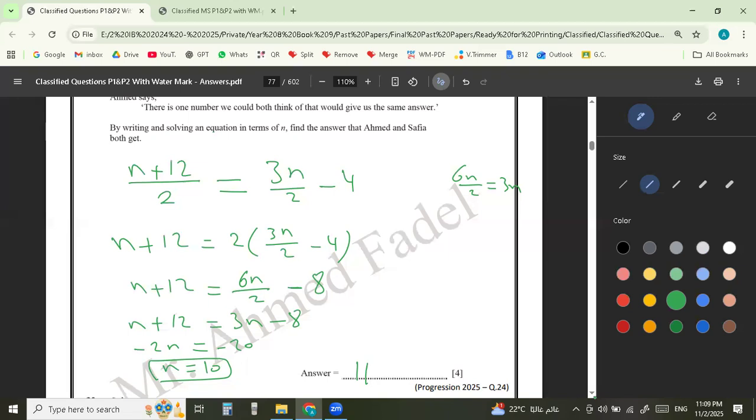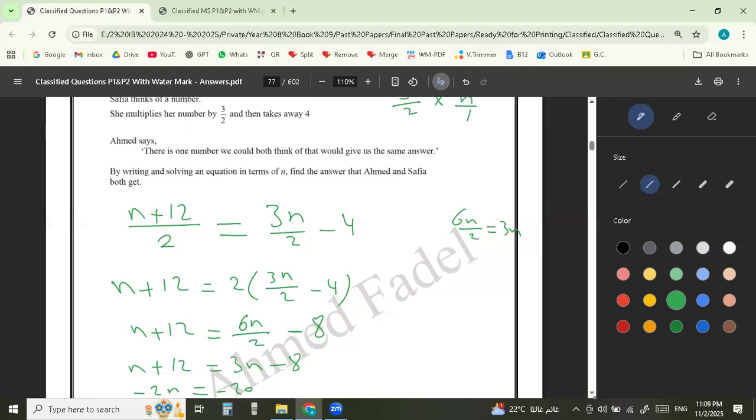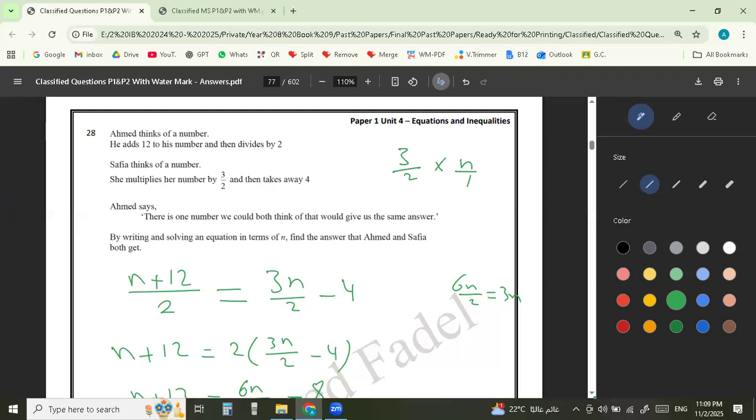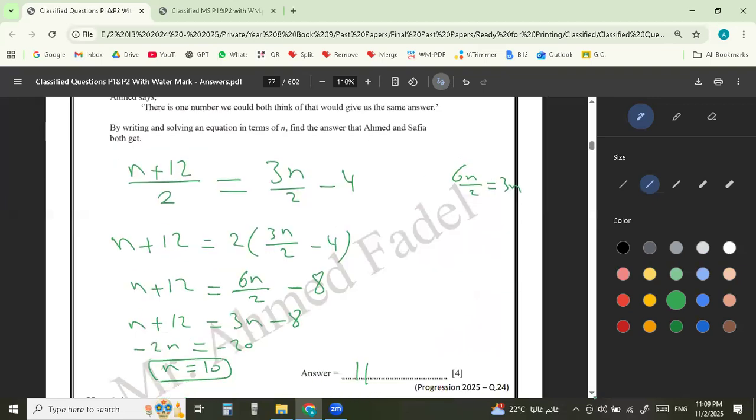This question is also worth 4 marks. Again, I wrote the two expressions of what both of them did. Ahmed got a number, he added 12, he divided by 2. Safia multiplied the number by 3 over 2, then she subtracted 4. We solved the equation. I sent the 2 there as multiplication to the whole side. We collected the like terms until I found that n is 10. I found the number that they were thinking about. The number that they were using is 10.